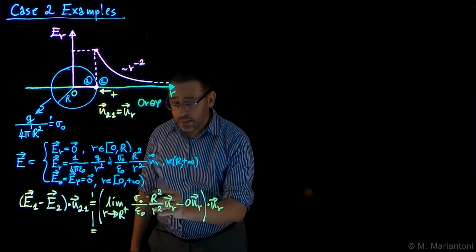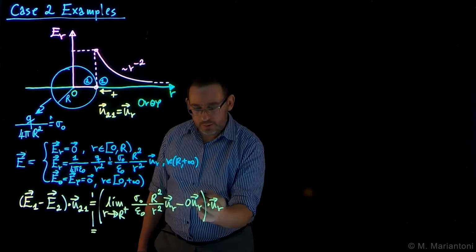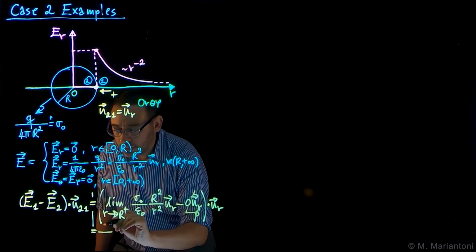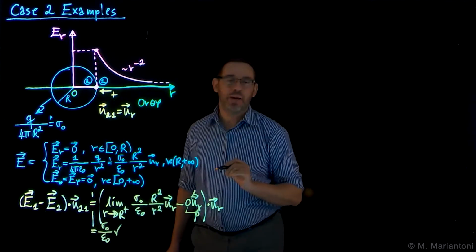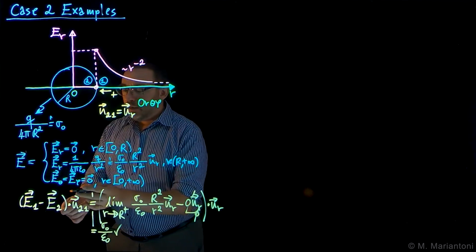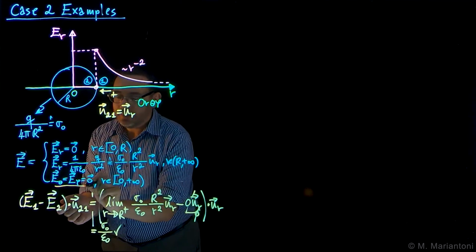So as a result, we obtain sigma naught over epsilon naught. This gives us 1, since UR dot UR is 1. The 0 obviously does not contribute. So we simply obtain sigma naught divided by epsilon naught, which is exactly what we expected from case 2. Obviously, the other case, the rotational property, clearly gives us 0 because the tangent components are 0.